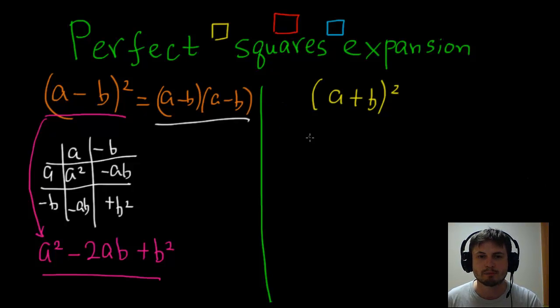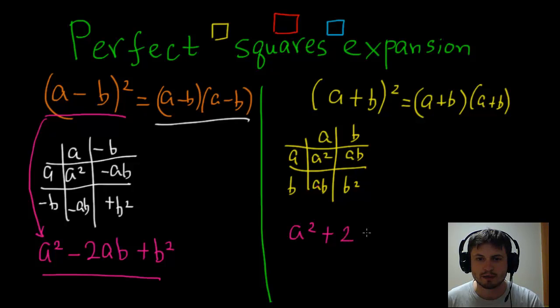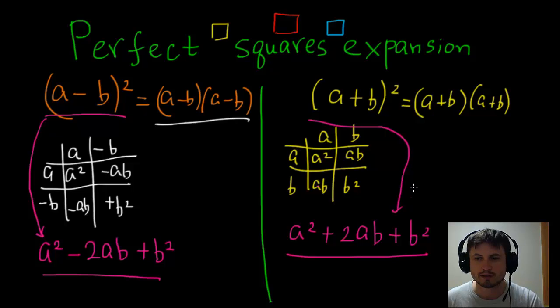Now let's look at the summation. So a plus b squared is the same as a plus b times a plus b. And this one is a little bit easier because it doesn't have negatives in it. So it's a times a, a times b, b times a, and b times b, which will give us a squared, ab, ab, and b squared. Which of course gives us a squared plus 2ab, and then plus b squared. And that's the final answer for this perfect square.